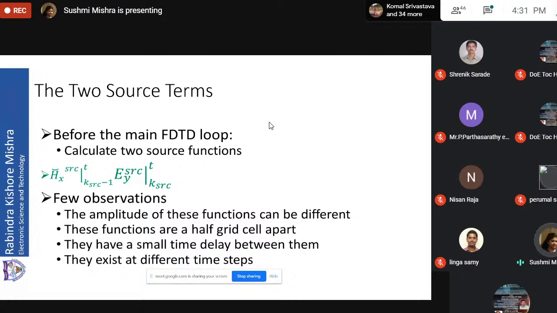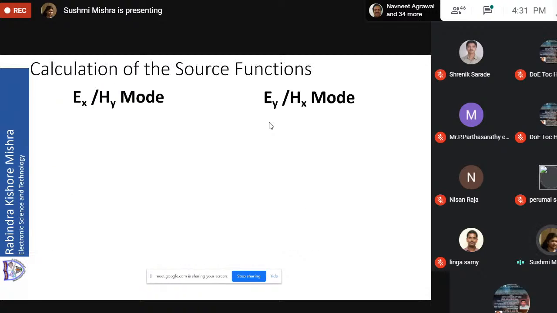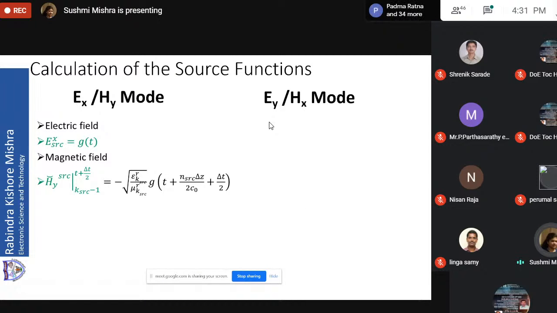Okay, let us see at least one of these. This is equal to Gp. Electric source is equal to Gp. Gp, as I told you, is the Gaussian function. How to define the Gaussian function, we know. Now, once I know the electric field, then I have to calculate the magnetic field.